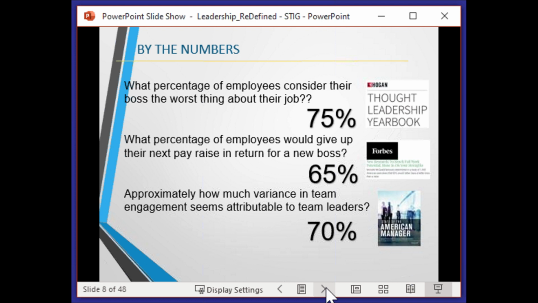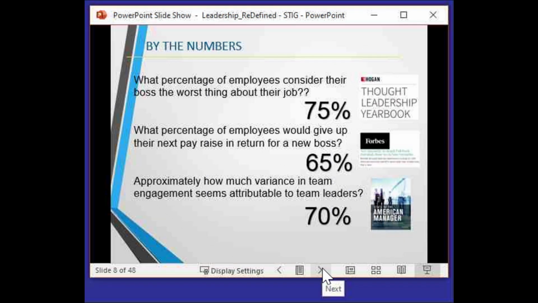And so certainly many of you have heard the old saw that people don't leave jobs or companies, they really leave their managers. And sometimes things are old saws because that saw cuts a lot of wood. And this is one that does cut a lot of wood. So 75% there.